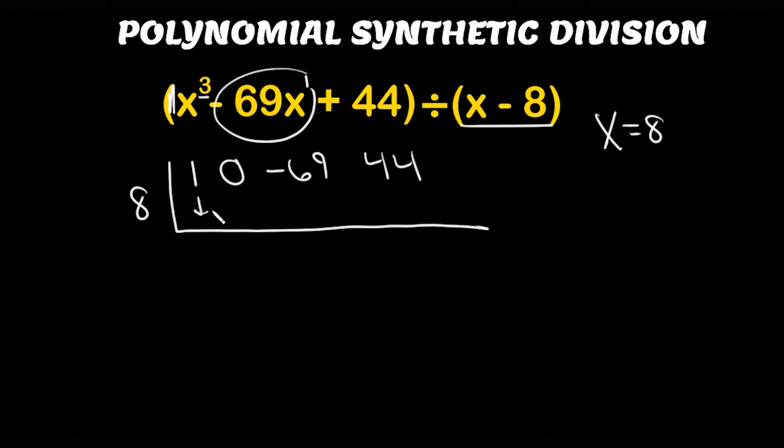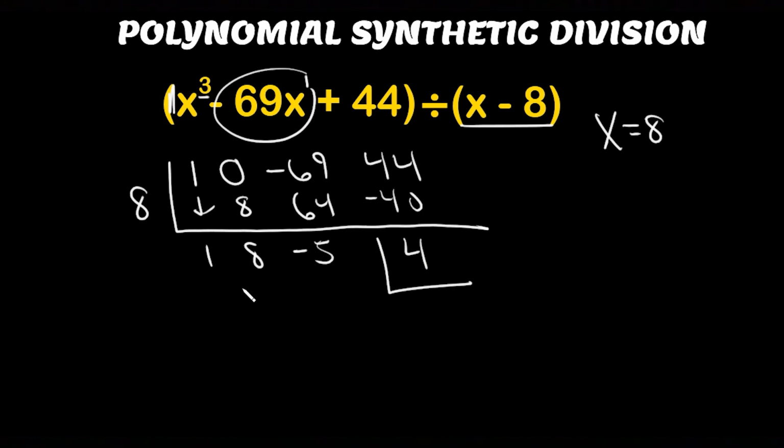So I bring down the 1, and then I multiply. 8 times 1, I get 8. I add, here I get 8. I multiply, I get 64. When I add here, I get -5. And then when I multiply, I get -40. Adding, I get another remainder of 4 here. Okay, box that in. And now again, I divided it one time. It's going to go down a degree.